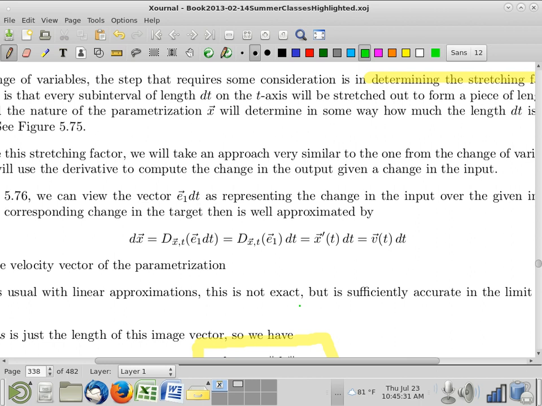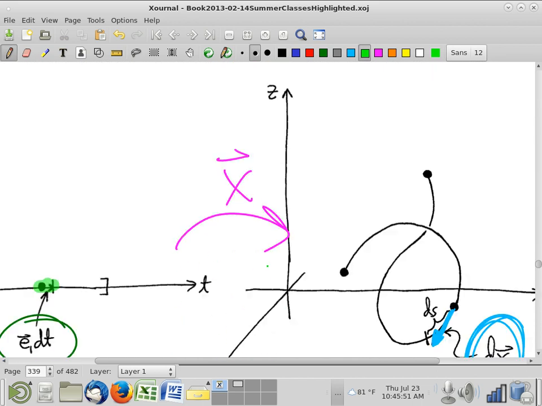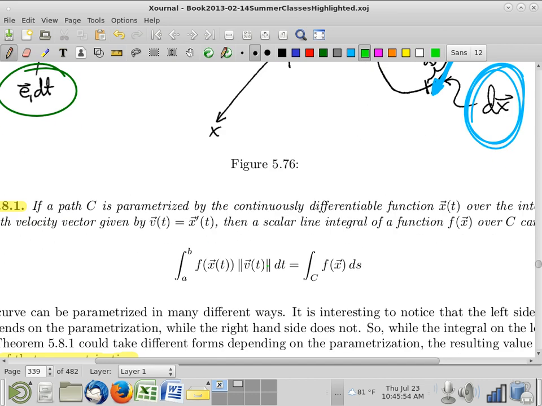The punchline then is that again, the length we're interested in is the magnitude of that vector, and so it's just the magnitude of the velocity times dt. So speed times time. Distance equals speed times time. Okay. And all of that fits together to give us this theorem. That is, if you want to compute one of these, what we call scalar line integrals, you do it with a pullback.